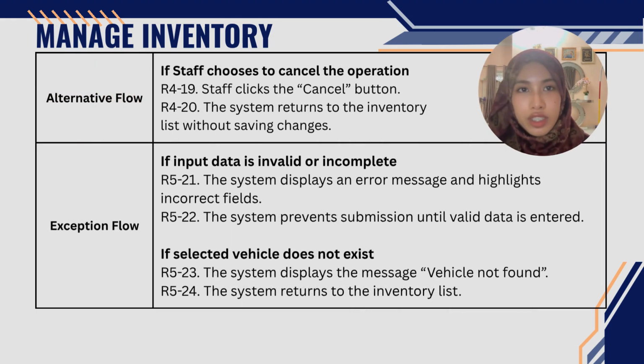Okay, so next I'm going to talk about alternative flow and exception flow. For the alternative flow, if the staff clicks cancel, the system returns to the inventory list without saving changes. For the exception flow, if the entered data is invalid or incomplete, the system displays an error message and prevents submission until the correct information is entered. If the selected vehicle does not exist, the system displays a vehicle not found message.